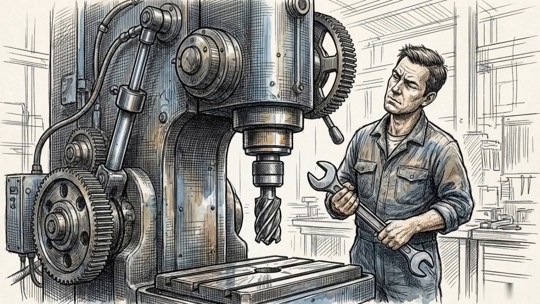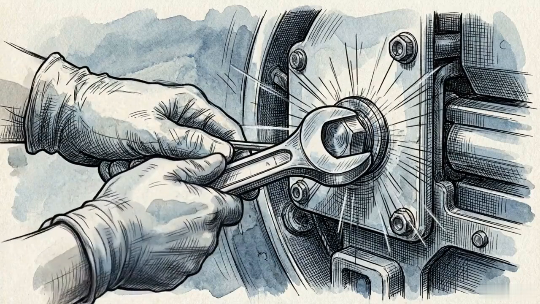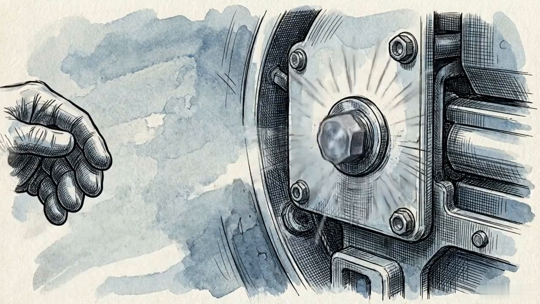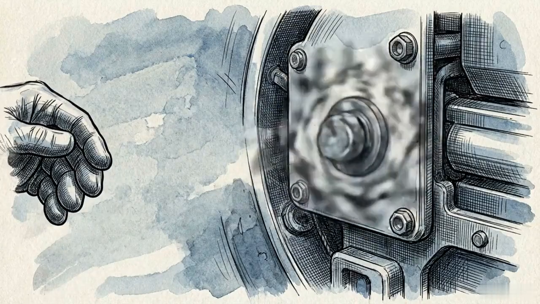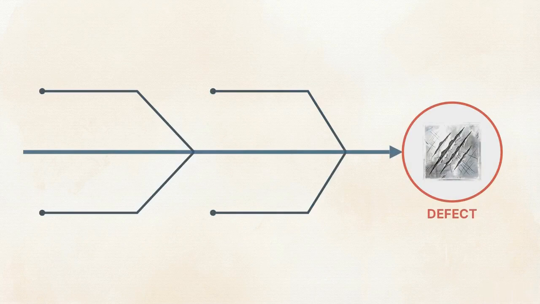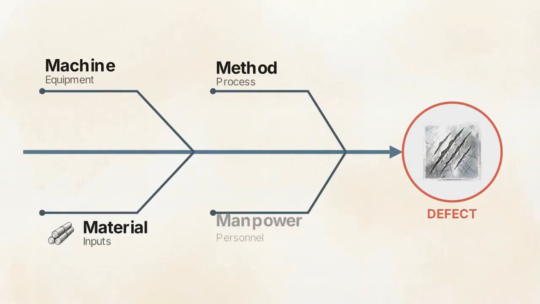Knowing where the problem happens is only the first step. We have to figure out why it is happening. Applying superficial fixes without understanding the underlying mechanics ensures the error will return. To extract the root cause, we use a fishbone diagram, a visual brainstorming tool mapping potential causes across categories like machine, method, material, and manpower.